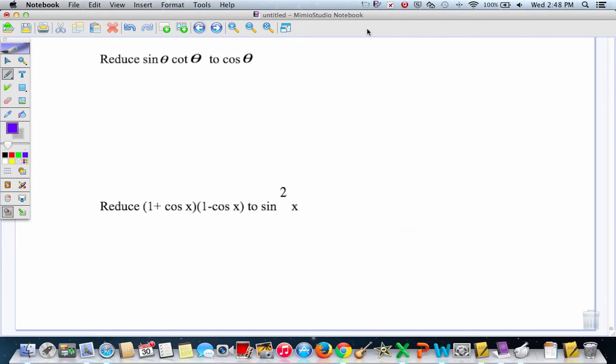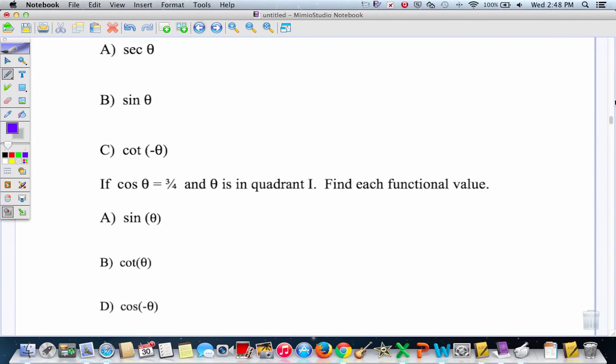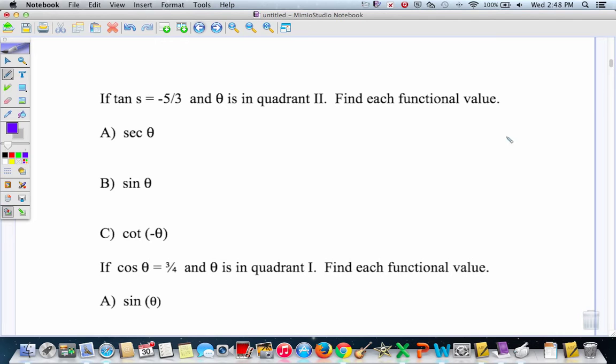From here, we're simply going to do some work to prove identities. But we'll run through a quick warm-up first. It says if tangent of s equals negative 5/3 and s is in quadrant 2, find each functional value. So maybe I should not say s. These are in terms of theta, so let's change these to be theta instead of s. So we'll put theta over here instead of s.